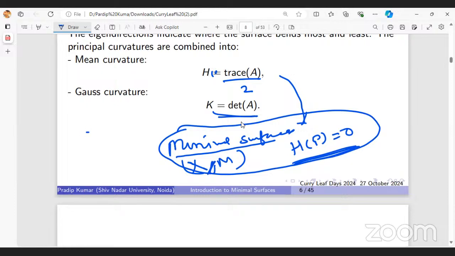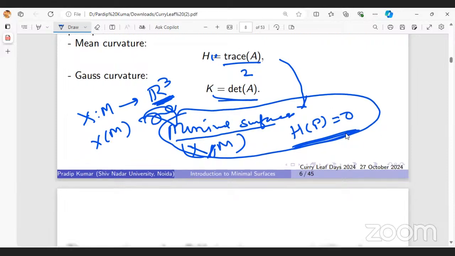So it may happen that if you look at the image of M via X in R3, X of M may have self intersection. X of M may not look very nice in the image. It may have self intersection, something like that. We are allowing self intersection and other things when I say minimal surface. So a minimal surface is the pair X comma M so that H of P is 0.